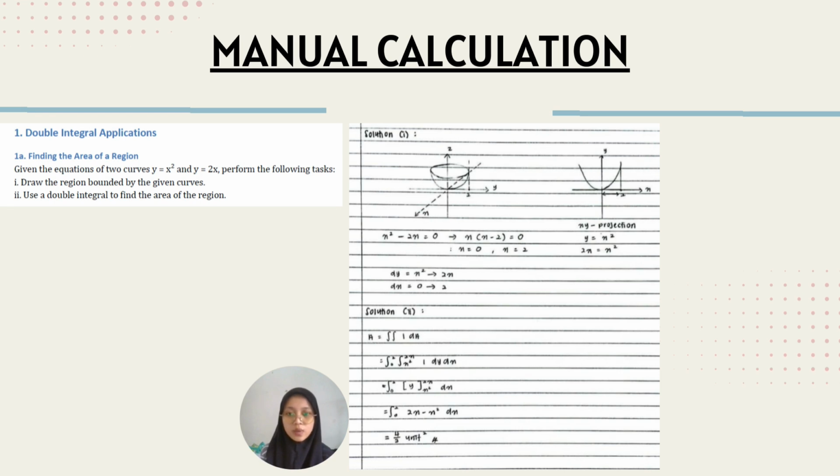For the solution number 1, I use the xy projection to find the dy and dx. For the dy, x squared until 2x and dx 0 until 2. For question number 2, use the formula of area equal to double integral 1 dy dx. For the solution, insert the dy and dx into the double integral and the final answer is equal to 4 over 3 unit square.